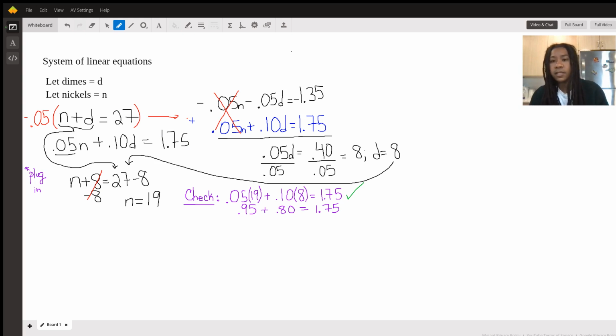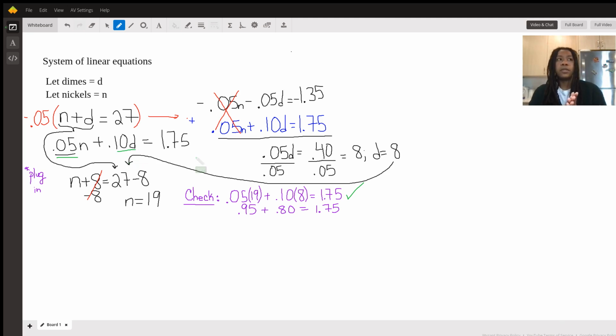The second equation includes the actual value of each coin, because we know that the collection of both coins has to equal $1.75. So we know the value of a nickel is 5 cents and the value of a dime is 10 cents. We could have just used fives and tens and then converted it back, but I chose to use their actual value just to stay consistent. So the second equation is 0.05N plus 0.10D equals 1.75, again because of the values of the nickels and dimes.